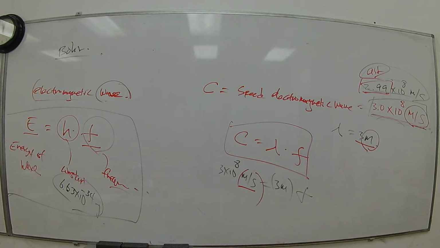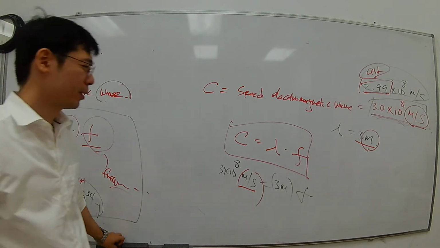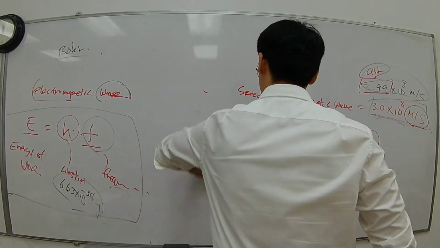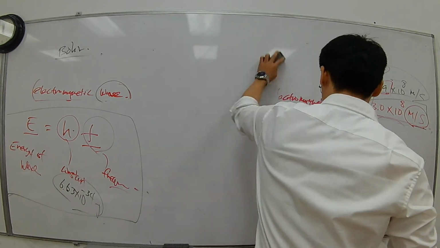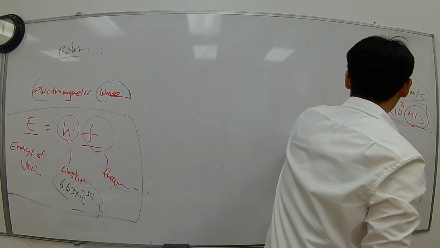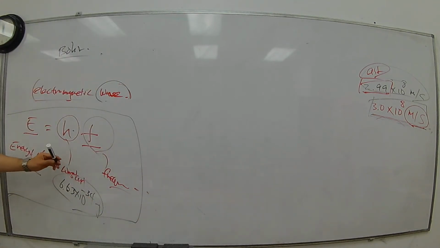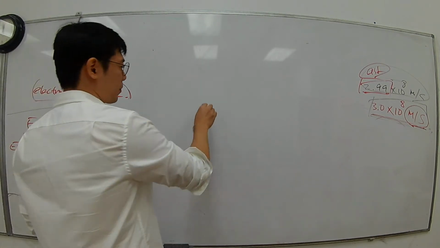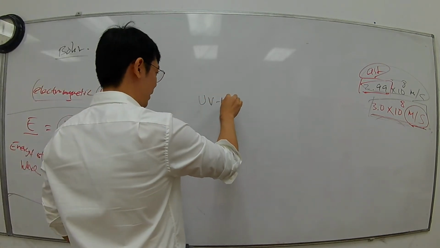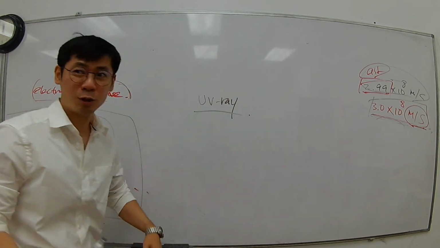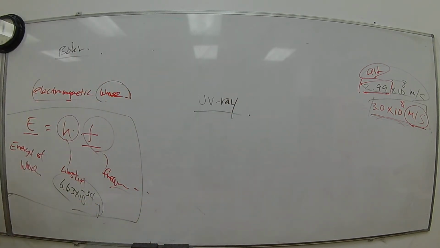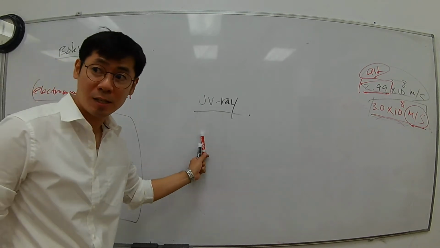So, you all know from the equation: the higher the frequency, the greater the energy. So UV rays, like in sunlight, can damage DNA.